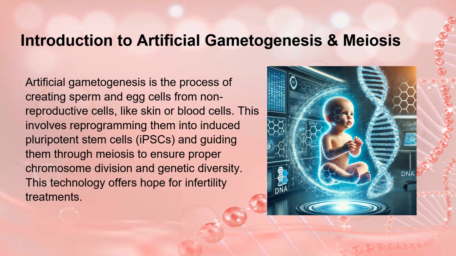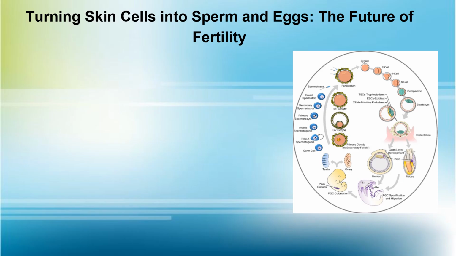So what exactly is artificial gametogenesis? It is the process of generating sperm and egg cells from ordinary body cells like skin or blood. This is done by reprogramming these cells into induced pluripotent stem cells, also called iPSCs. These are stem cells that can become virtually any type of cell in the body, including gametes. Researchers then guide these iPSCs through carefully controlled lab environments to mimic meiosis, allowing them to become functioning reproductive cells. This method holds enormous potential for couples who cannot conceive naturally due to infertility or genetic conditions.